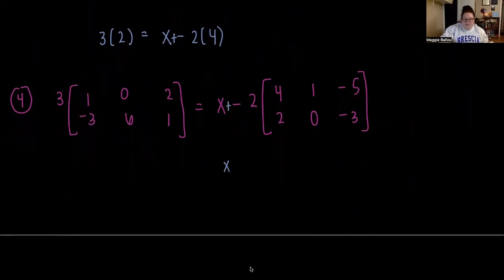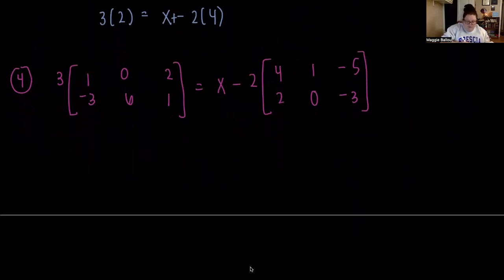Again, I'm just going to do my minus. So first thing is to scale. Again, multiply everything by that scalar. So for the left matrix with the 3, top left is now going to become a +3 because 1 times 3 is 3. Top middle, 3 times 0 is 0. Top right, 3 times 2 is 6.